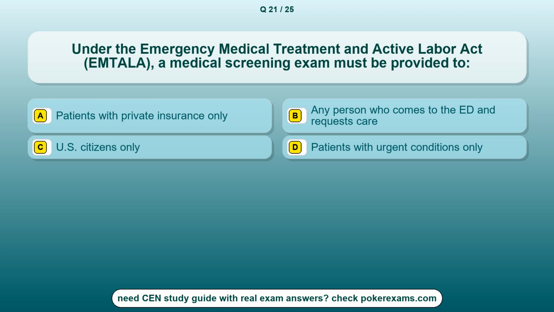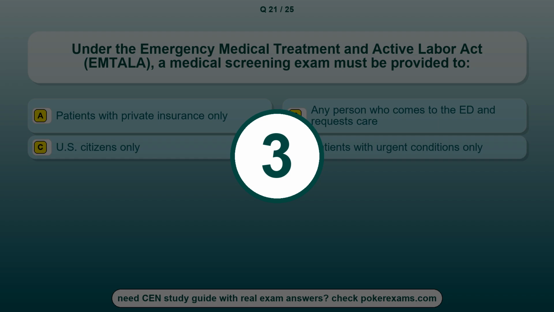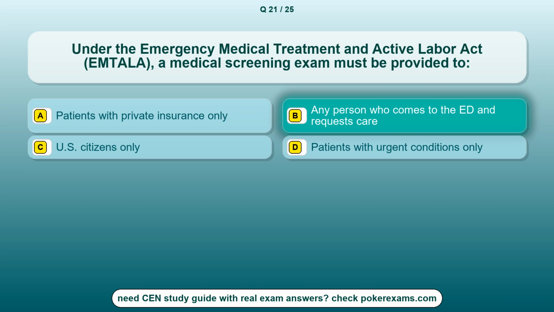Question 21. Under the Emergency Medical Treatment and Active Labor Act, EMTALA, a medical screening exam must be provided to: Option A, patients with private insurance only. Option B, any person who comes to the ED and requests care. Option C, U.S. citizens only. Option D, patients with urgent conditions only. The correct answer is option B, any person who comes to the ED and requests care.